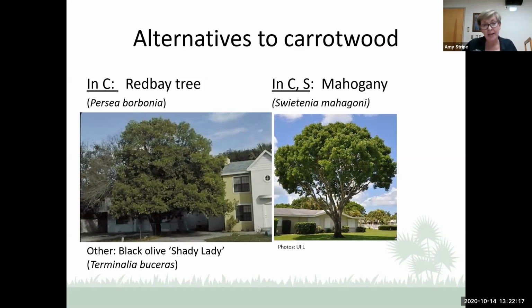Another non-native alternative is the black olive shady lady, Terminalia buceras. I must say, though, a caution there is that the shady lady is, according to the University of Florida assessment, a caution in South Florida. It's an interesting thing that this Terminalia buceras used to be called Bucida buceras. That used to be the genus. And if you go back and look at old sources of information, they classify this as a native. So I think there might still be something in play about that, but for the moment, it is considered non-native, and it is considered caution for South Florida.